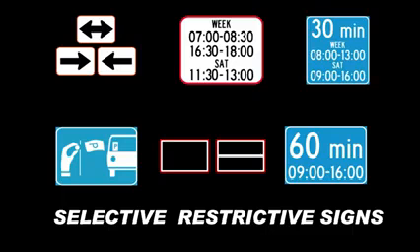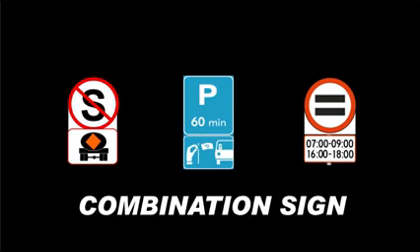Selective restriction signs. Selective restriction signs are also known as secondary signs. These signs are always placed below a regulatory sign to indicate that the regulatory sign applies to certain hours or conditions and only to certain road users. When these signs are placed together on the road, the sign is referred to as a combination sign.